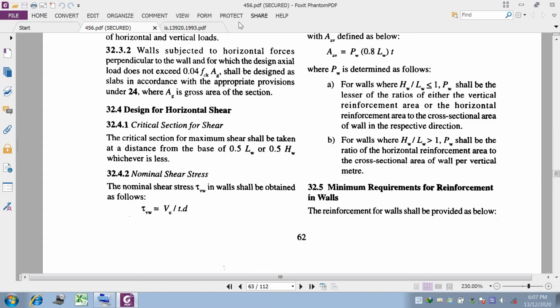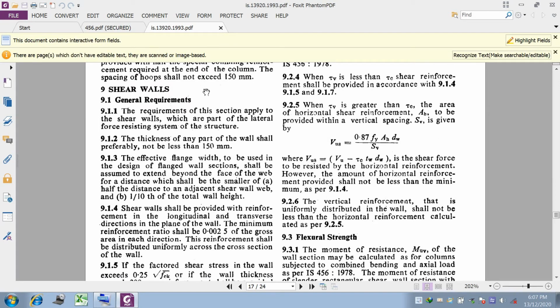Now next we will see the requirements and the procedure as per IS 13920, because we are dealing with earthquake forces. As far as the earthquake factor comes into the picture, the normal reinforcement is not very effective, so in that case we require a ductile structure. For enhancing the ductility in the structure, we require IS 13920, because IS 13920 is a special code which is basically focused on ductile detailing. So let us see the requirements of IS 13920.